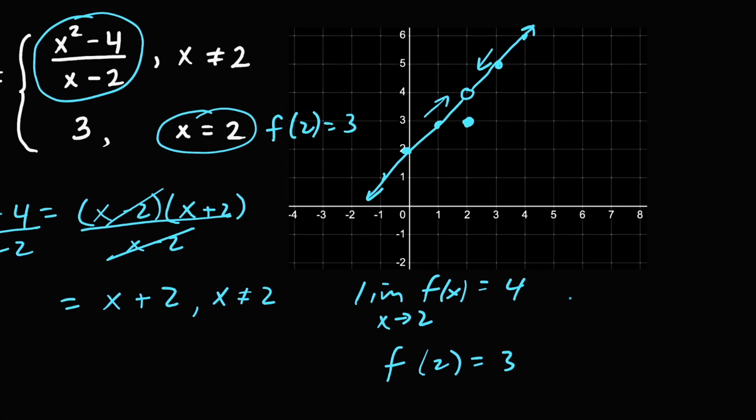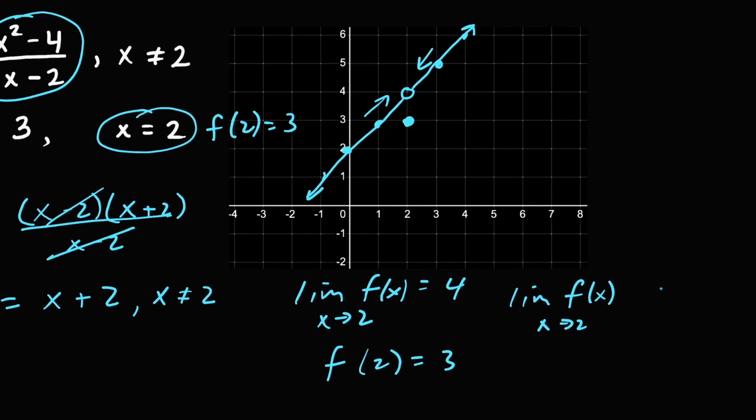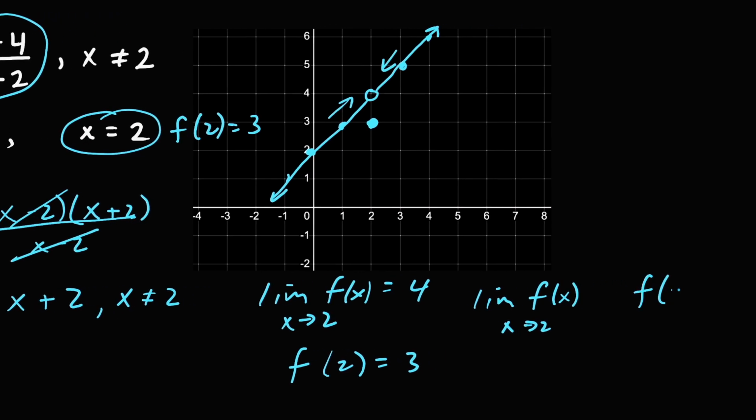Okay? So we needed the limit of our function as x approaches 2. We wanted it to equal f of 2, but it does not. So that's our proof for it being discontinuous at x equals 2.